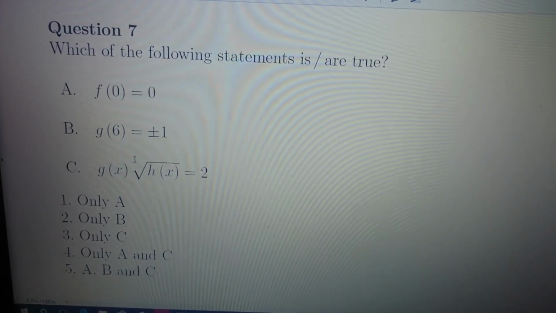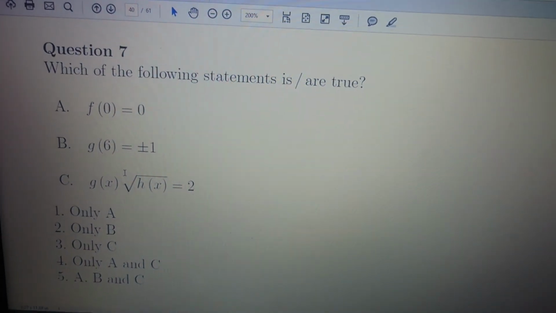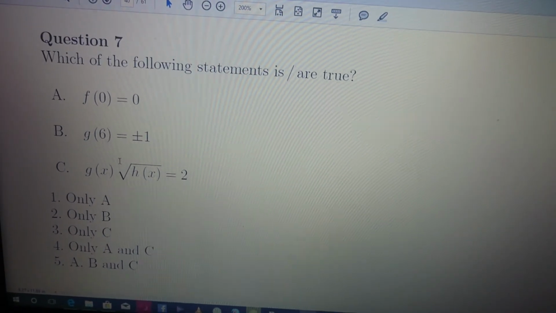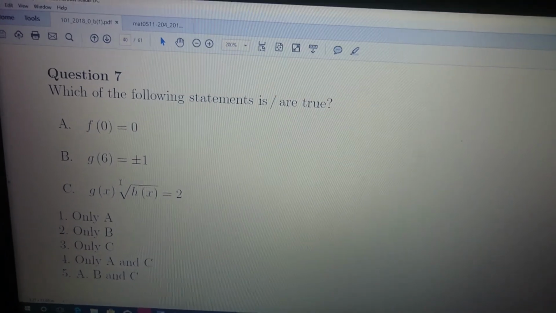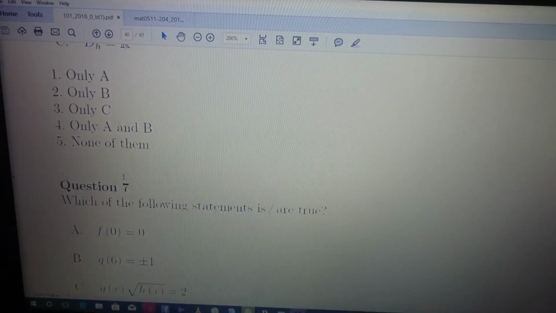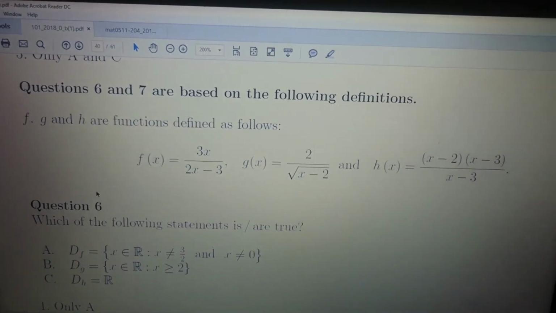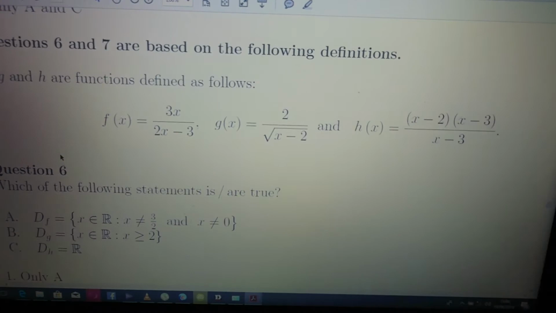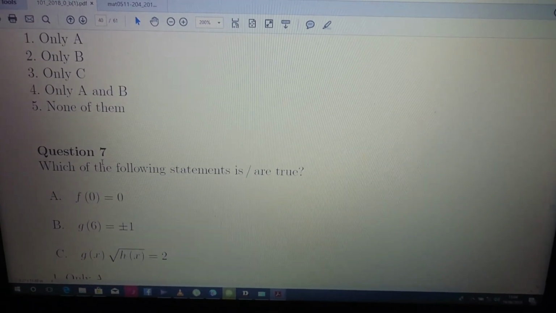Which of the following statements is or are true? The first one, f of 0 equal to 0, f of 6 equal to plus or minus 1, and the g of x equal to root of h of x equal to 2. So just like I say, this equation depends on the definitions. Look here, they say questions 6 and 7 are based on the following definitions. So we're going to use the functions given and solve question 7.